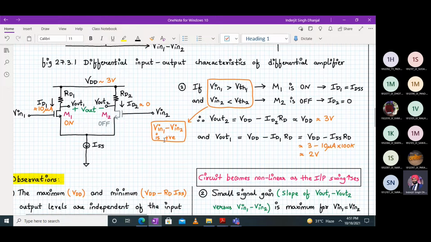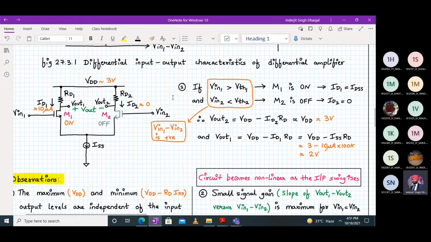Now in the last case, we'll consider that V in 1 minus V in 2 difference is positive. That means what? V in 1 is much greater than V in 2. And let's just say that whenever V in 1 is much greater than VTH1, my M1 transistor is on. And V in 2 is much lesser compared to V in 1. So my V in 2 might be lesser than VTH2. So my M2 transistor is off. So exactly reverse of what we have discussed earlier.